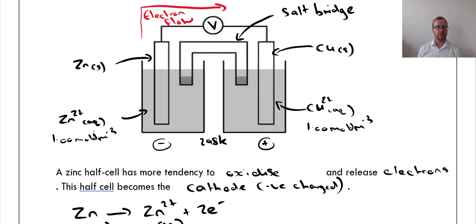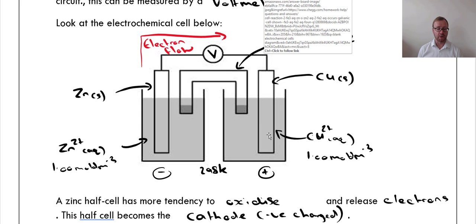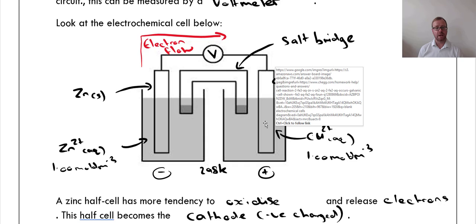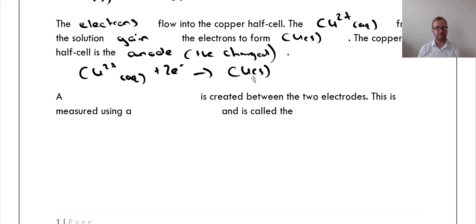If we go up, we can see this happening. In the left hand side, the zinc half cell, the electrons are forming on the zinc electrode, and then these electrons go through this circuit into my copper half cell, and the Cu2+ in solution gains these electrons from the electrode to form solid copper. So we get this half equation.